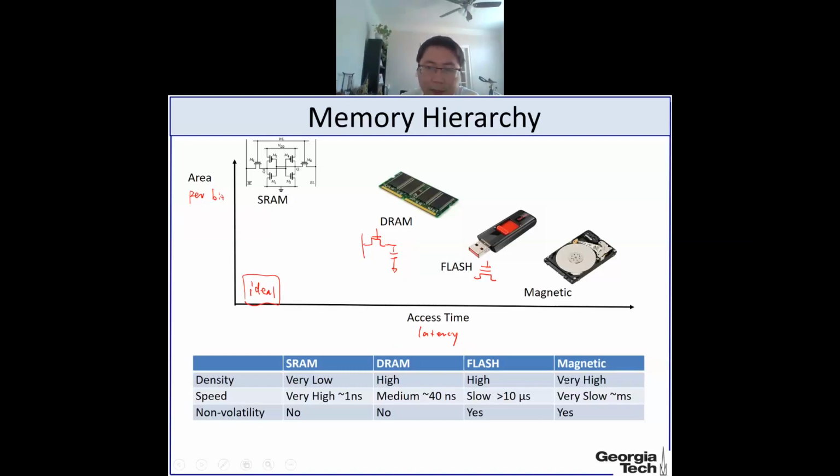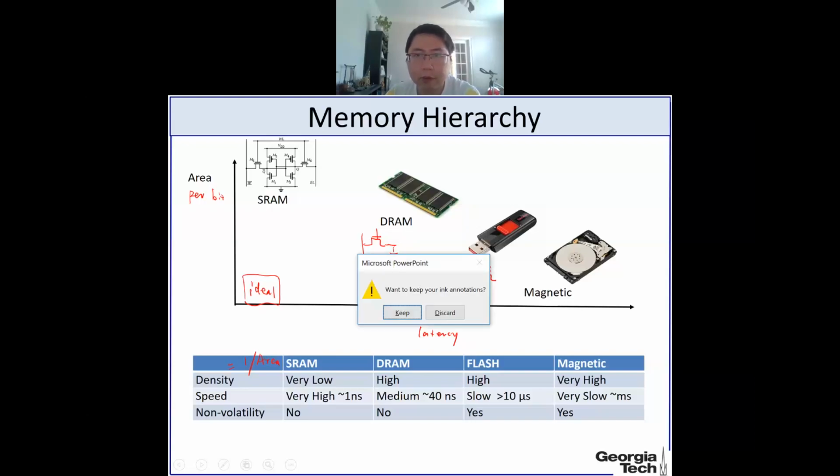This table also summarizes the trade-off between different technologies. I will not repeat that. Basically, it's a trade-off between the density and the speed. The density is 1 over area. If the area is small, then you can save a lot of bits in a unit area, so that means the density is high. So this is a trade-off between technologies. I will stop for this clip.